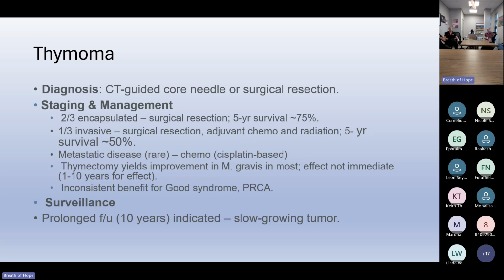surgical resection, adjuvant chemo and radiation, with 5-year survival in 50% of cases. Metastatic disease is very rare, but treated with cisplatin-based chemotherapy. Thymectomy yields improvement in myasthenia gravis in most, but is not effective in patients with refractory myasthenia gravis. It takes 1 to 10 years for effect, with inconsistent benefit for Good syndrome, such as pure red cell aplasia. For surveillance, we do prolonged follow-up, 10 years indicated, as it is a slow-growing tumor.